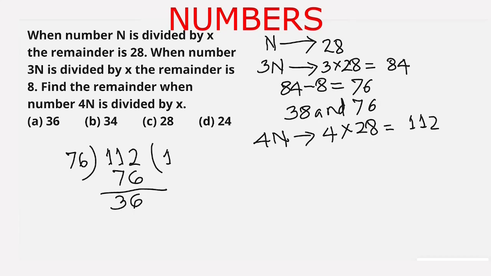And when 112 is divided by 38, then also the remainder will be the same, 36. Hence, when 4n is divided by x, the remainder will be 36. And from the given options, our answer is option A, 36. I hope you have understood the method of solving such type of question.